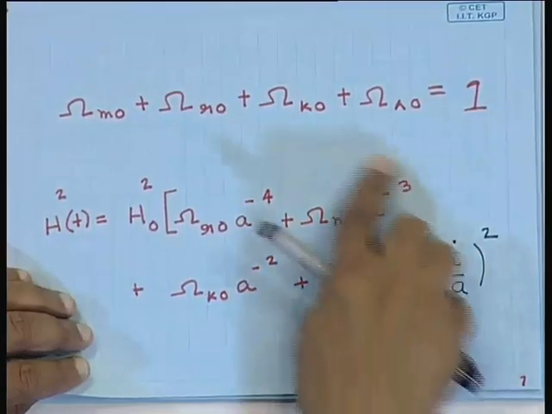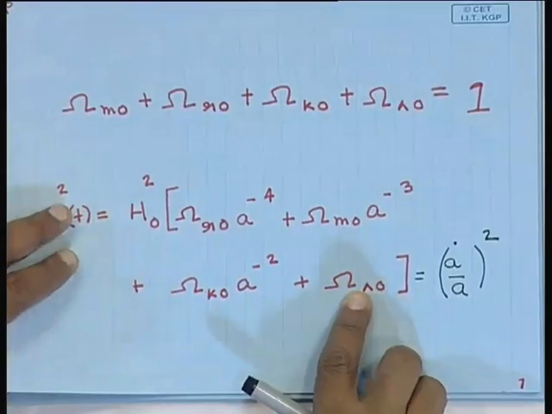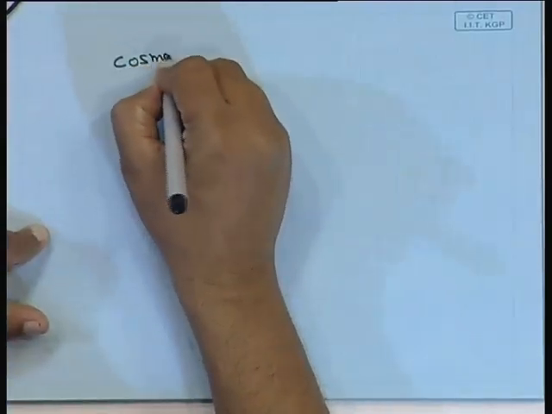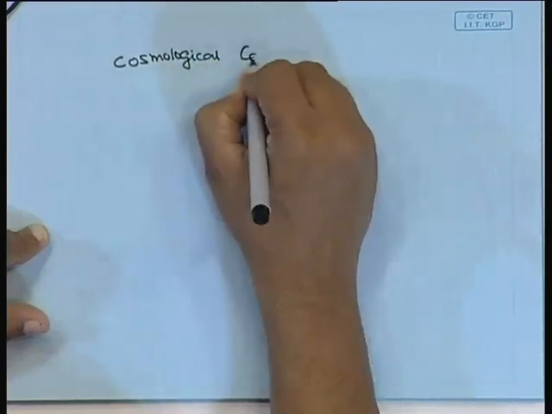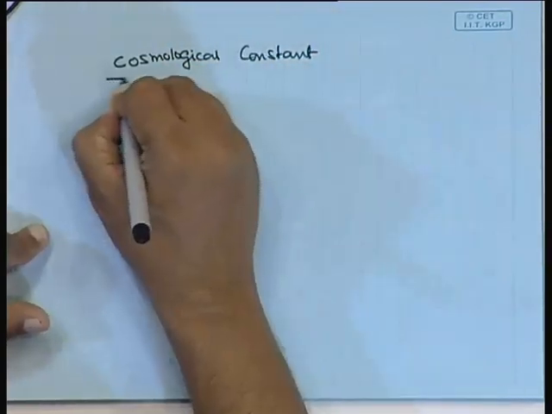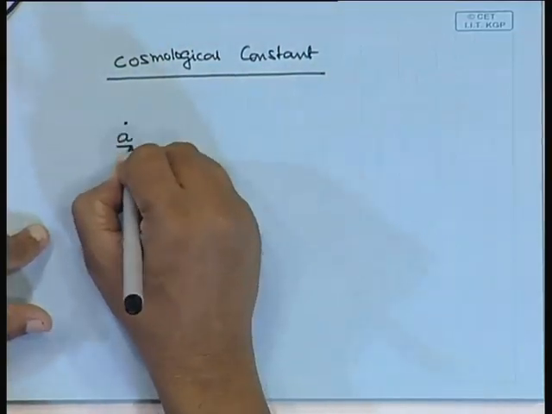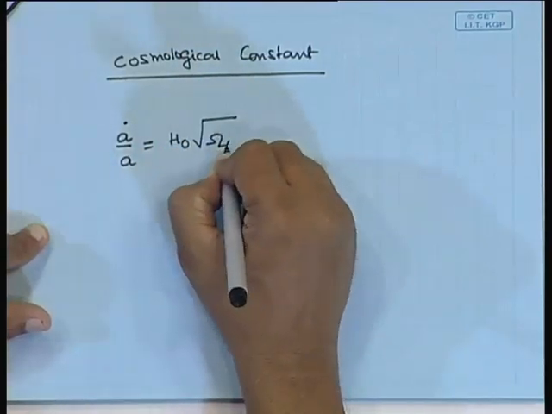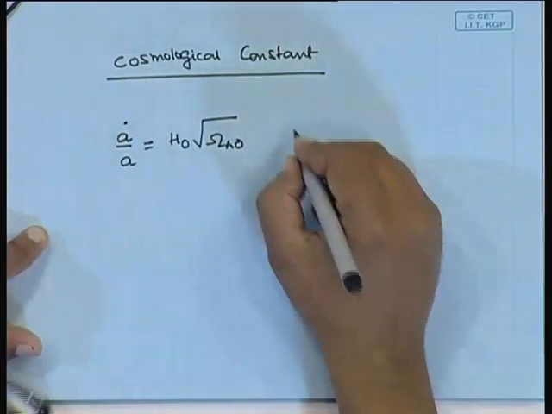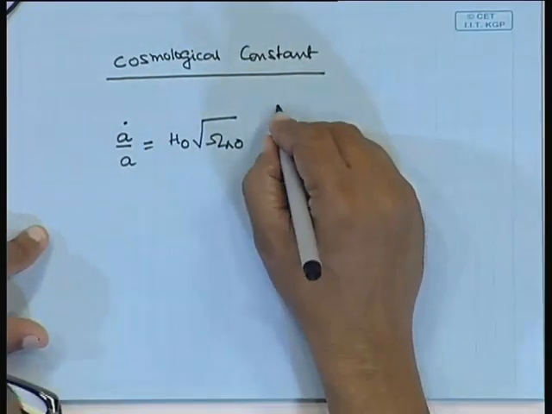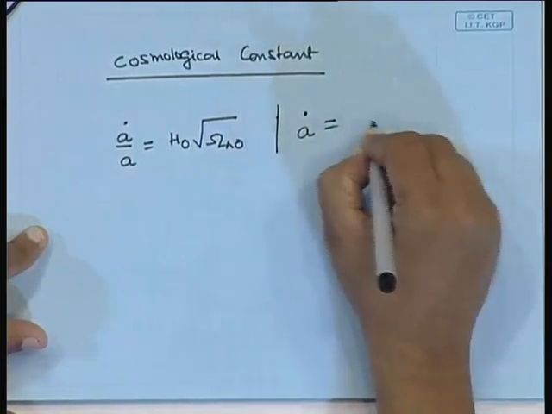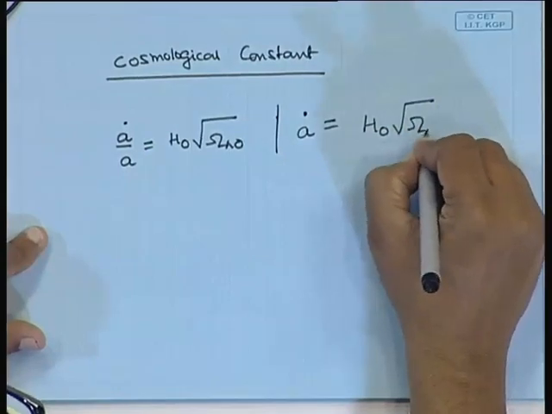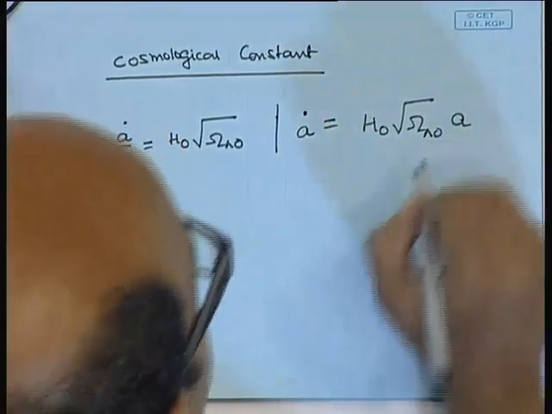In this model with the cosmological constant, the term over here is a constant. So, we are led to the equation A dot by A is H naught square root of omega lambda naught, or the solution is obvious if I write it like this: A dot is H naught square root of omega lambda naught A, right.